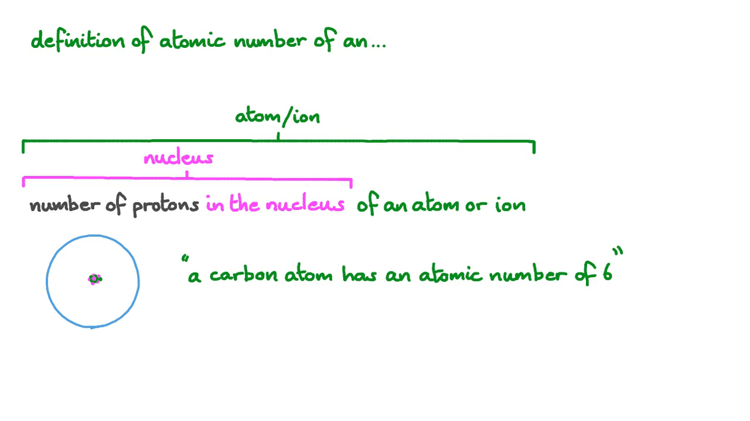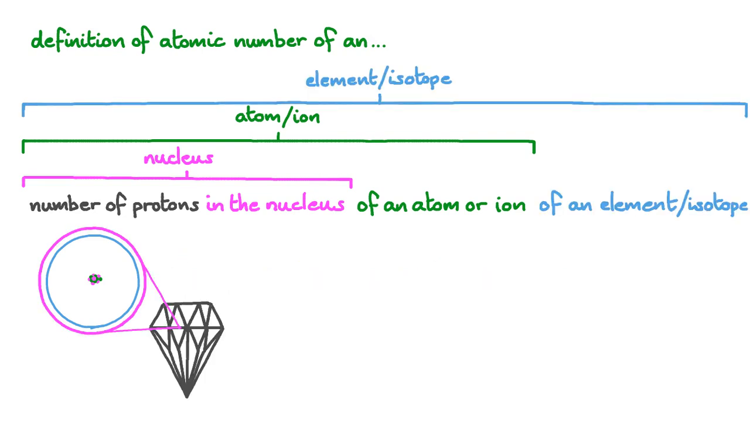Lastly, how do we talk about atomic number when we're dealing with an isotope or an element? The atomic number of an element or isotope is simply the number of protons in any nucleus of any atom or ion of that element or isotope. So you might say that the element carbon has an atomic number of 6.